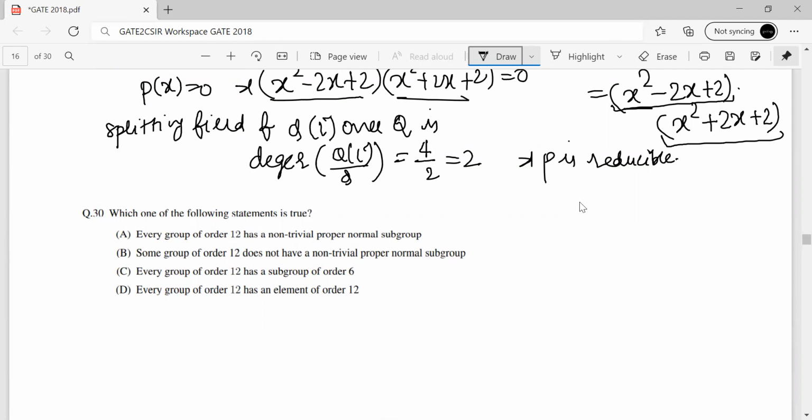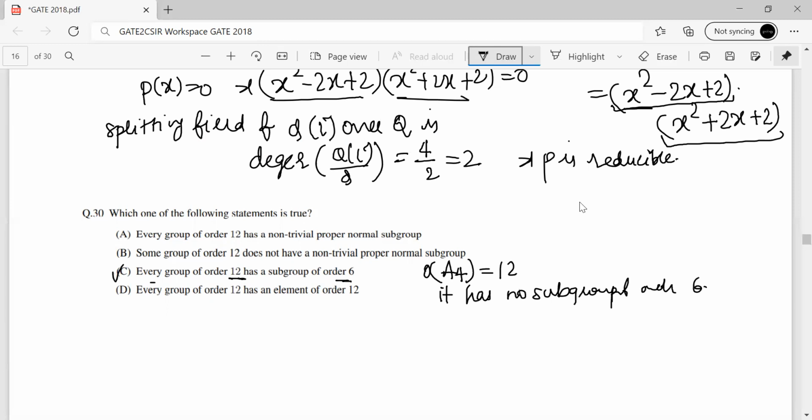Wait, let's see. Every group of order 12 has a subgroup of order 6. Now this is not true, because though you may think that 6 divides 12, so it should have one, there is one standard example, A4. The order of A4 is 12, and it has no subgroup of order 6.